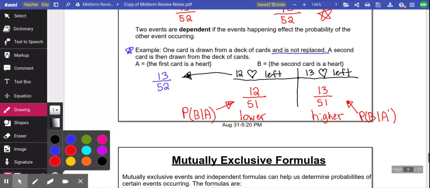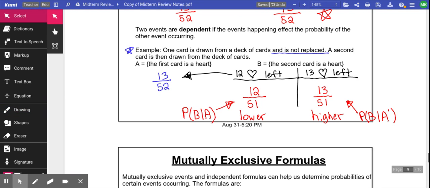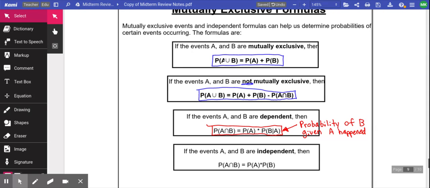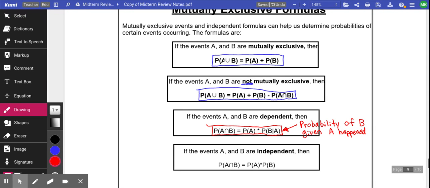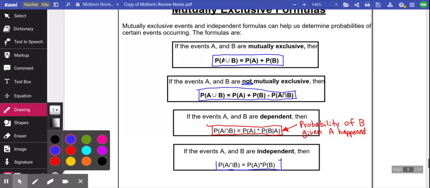So when we go down here, our formula uses that notation. This is the probability of A and B equals the probability of A times the probability of B given A happened. If two events are independent, we just do the probability of A and B equals the probability of A times the probability of B. We did have kind of an unwritten rule that worked most of the time.